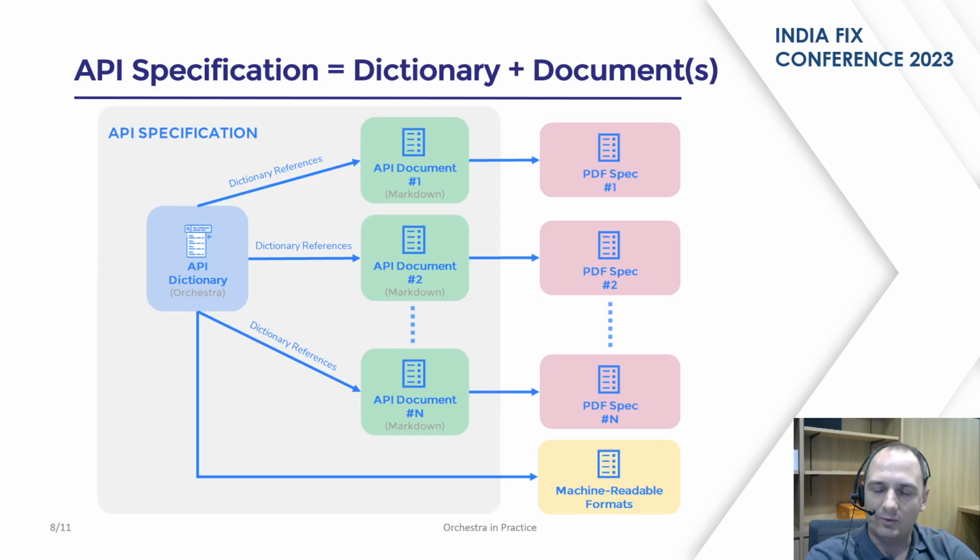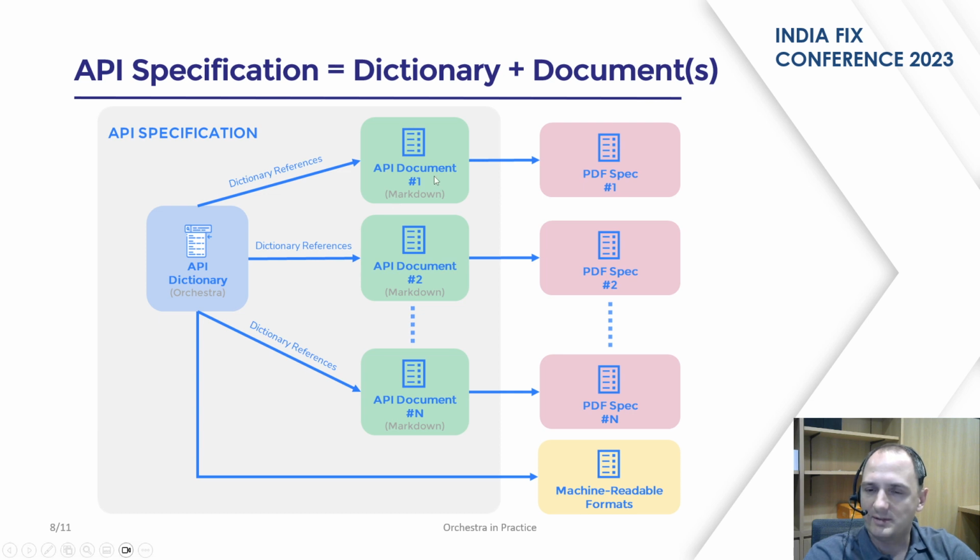Before we jump into the demo, though, I would like to show a diagram just to visualize what exactly we mean by an API specification in the context of Orchestra server. An API specification has an API dictionary, which describes the machine-readable part of your API. This is maintained in Orchestra format. And a specification can have one or more human-readable documents, as we call them, which explain in a human-readable way the aspects of your API.